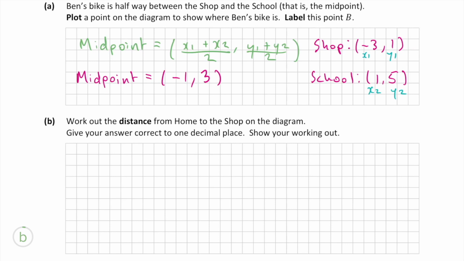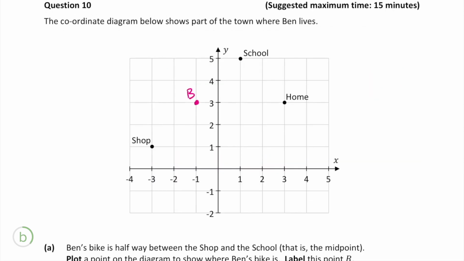Moving on to part B, we have to work out the distance from home to the shop on the diagram, giving our answer correct to 1 decimal place. To solve this, we can use the formula from our logbooks to work out the distance between 2 points, which is equal to the square root of (x2 - x1)² + (y2 - y1)². Looking at the diagram, the coordinates of his home are (3, 3), and the coordinates of the shop are (-3, 1). So these are our 2 points.